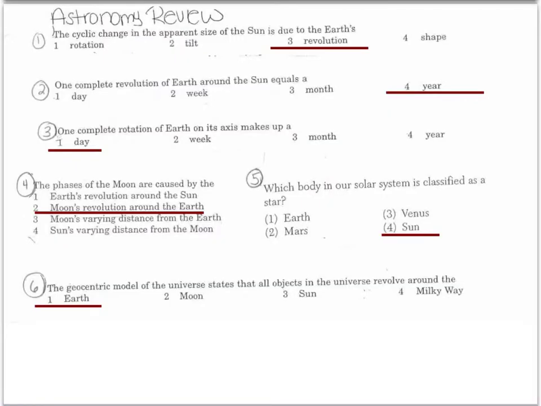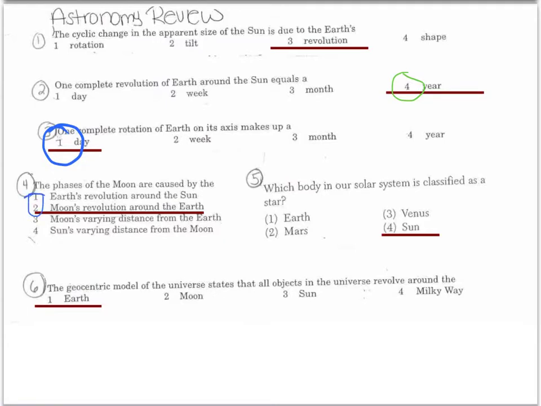The cyclic change in the apparent size of the sun is due to the Earth's revolution. And like I said in class, the reason for this is, actually I'm going to draw it out, hold on. One complete revolution of the Earth around the sun equals 1 year. One complete rotation of the Earth on its axis is a day. Day and night. Phases of the moon are caused by the moon revolving around the Earth. Depending on where the moon is around the Earth is what phase we would see.